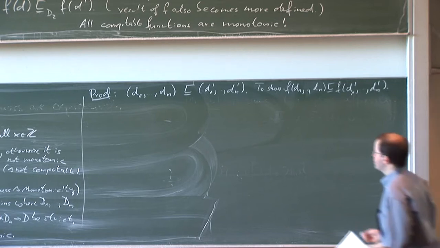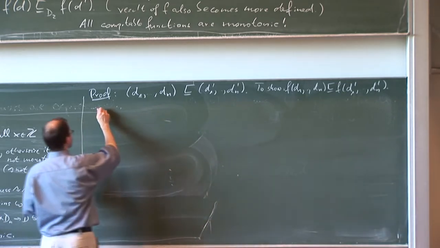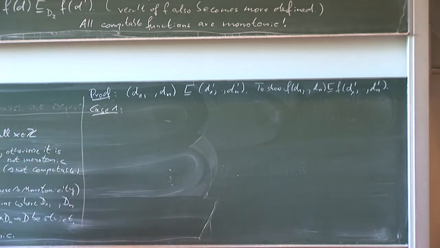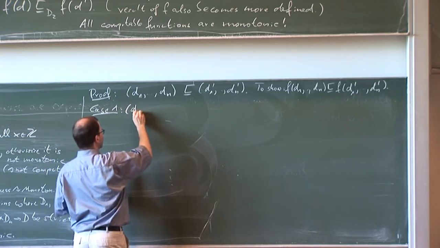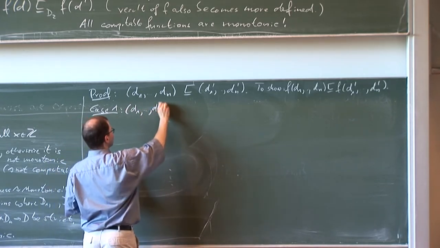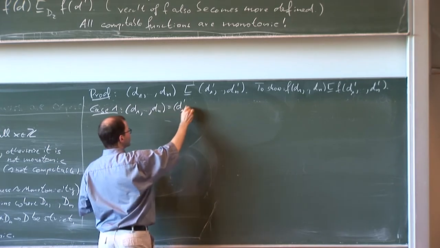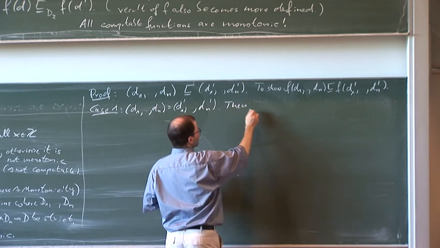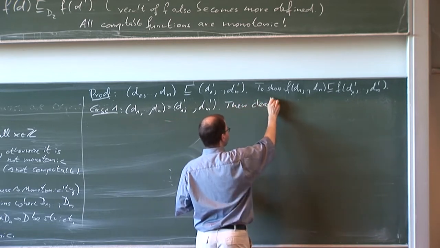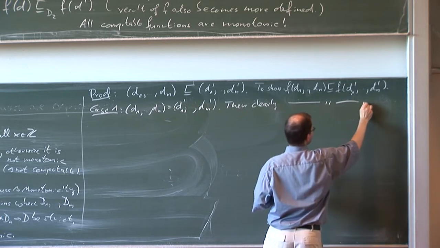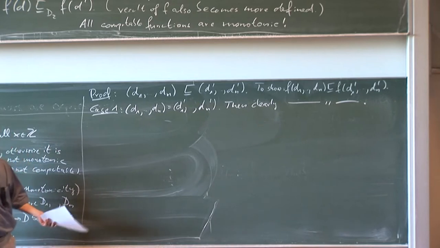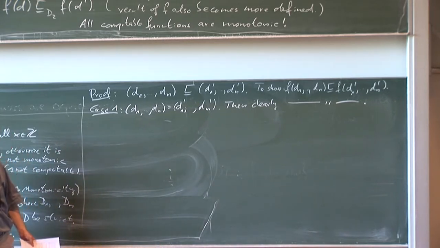Okay, there are two possibilities. Case one is they are equal. So if they are equal, then we clearly have what we want. I mean, if d1 to dn is equal to d1 prime to dn prime, then if we apply f, we still get the same result. So this is the trivial case.